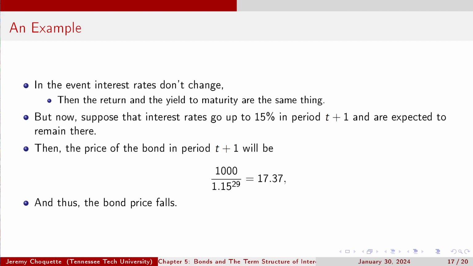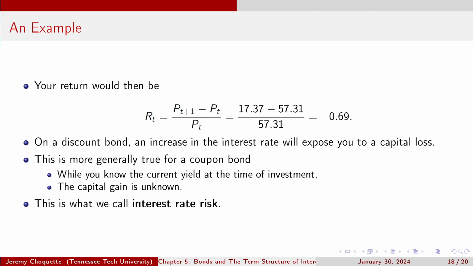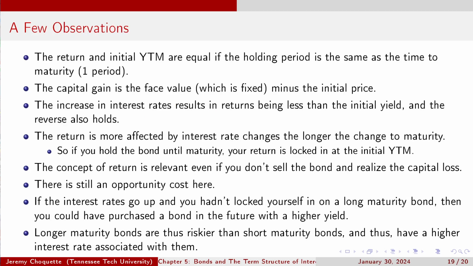Thus, as the interest rate increases, the bond price itself falls. The return would then be negative 0.69. On a discount bond, an increase in the interest rate exposes you to a capital loss. This is generally true for a coupon bond. While you know the current yield at the time of investment, the capital gain itself is unknown. This is what's known as interest rate risk.